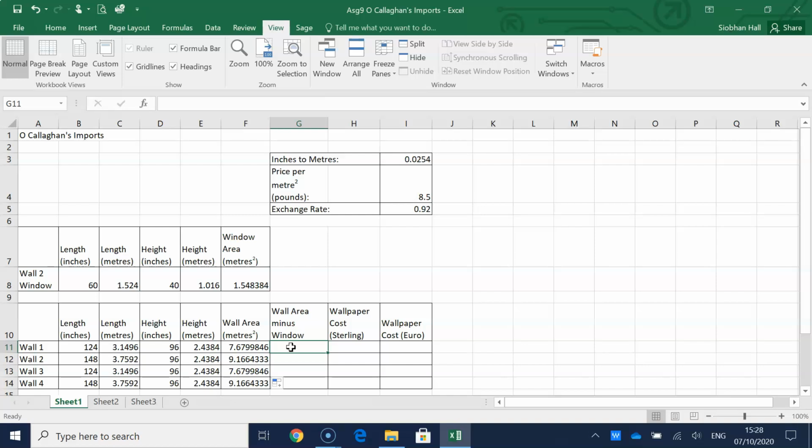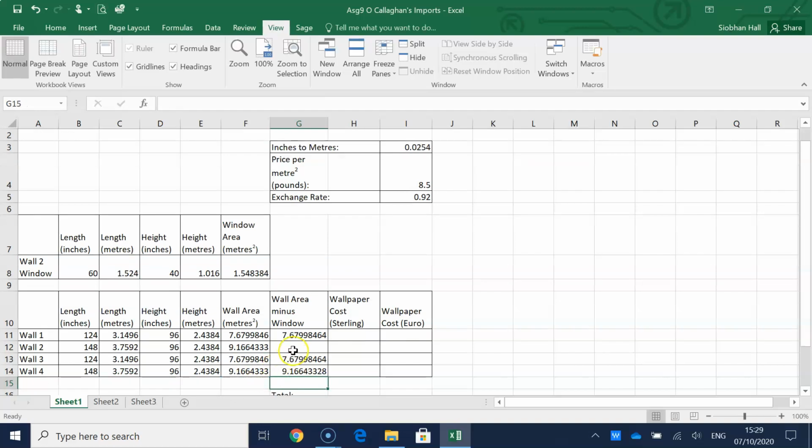Question 4 says, in column G, subtract the window area from the area of wall 2. So the wall area minus the window for wall 1 is just the same as the wall area for wall 1. So it's equal to F11. I'm going to skip wall 2 for the moment. Wall 3, the area to be wallpapered is the whole wall, so it's equal to F13. And in wall 4, in G14 we type equal to F14.